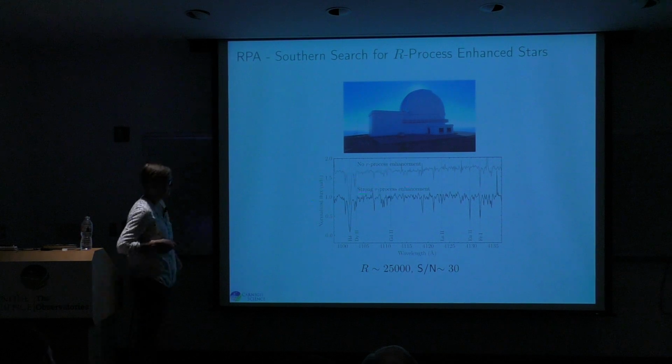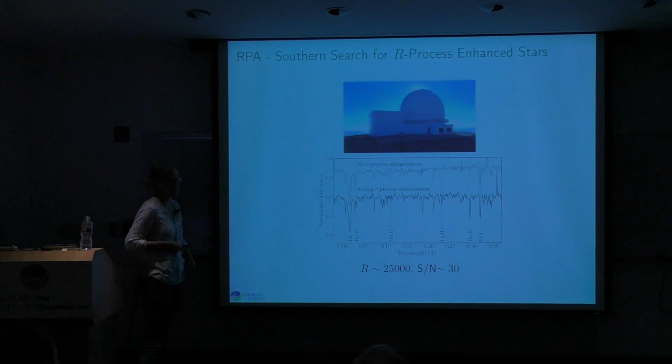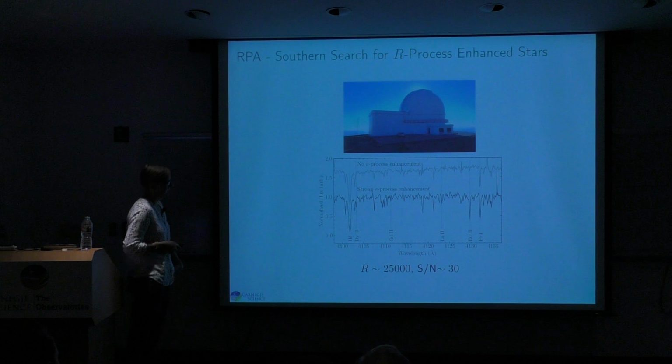And these are sample spectra, so we have a normal metal-poor star with no R-process enhancement, and then we have a strongly R-process enhanced star. And as you see, we have the beautiful europium line, which is what we're looking for. But actually also this dysprosium line has turned out to be a very good telltale of whether the star is strongly R-process enhanced. So it's fairly easy for us to pick out these stars from the data.